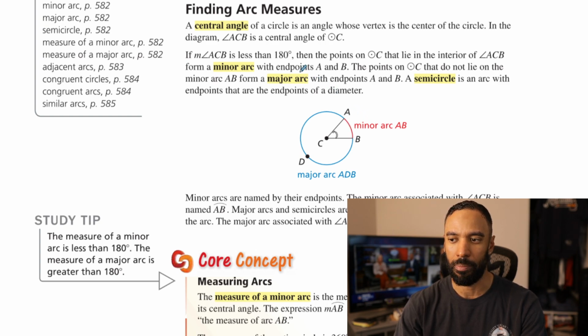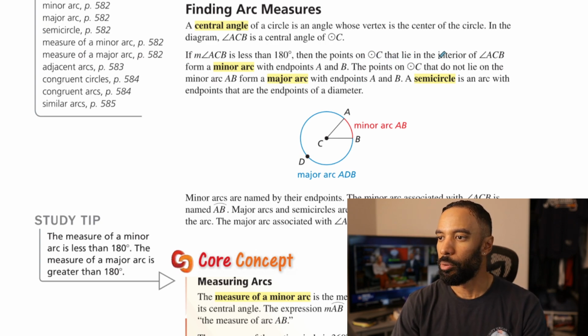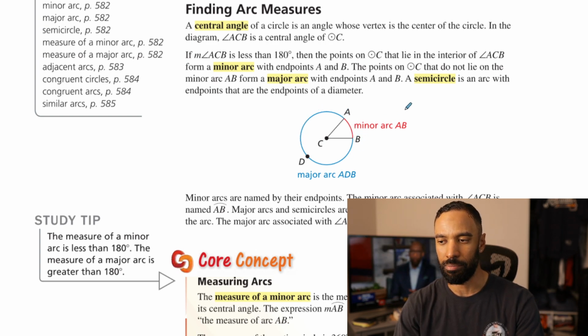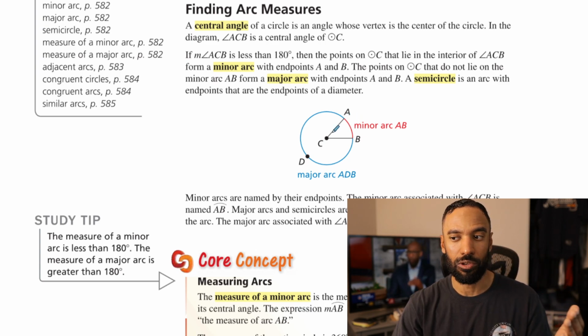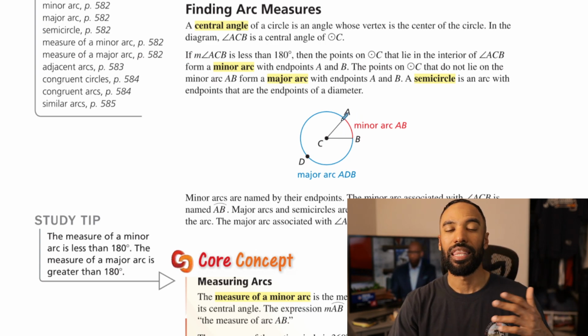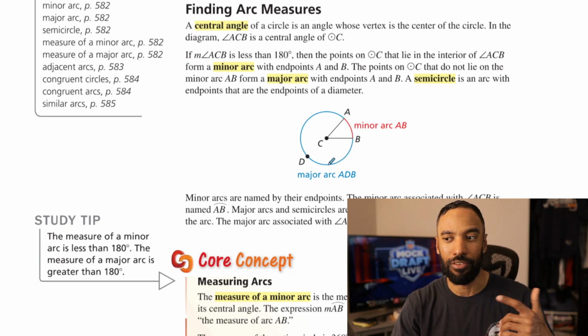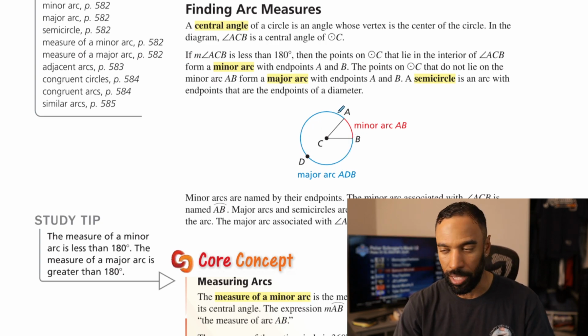Now, they're going to talk more about the measures in a moment. I'll go ahead and let them speak on it. I just want to make sure you understood what they're saying. The points on circle C that do not lie on the minor arc form a major arc with endpoints A and B. So minor arcs are arcs formed from central angles that are less than 180 degrees. They just implied the next part: major arcs are arcs that are more than 180 degrees. If it's everything that's not the minor, then it's the major. They didn't yet mention how to name them. Again, I'll let them do that.